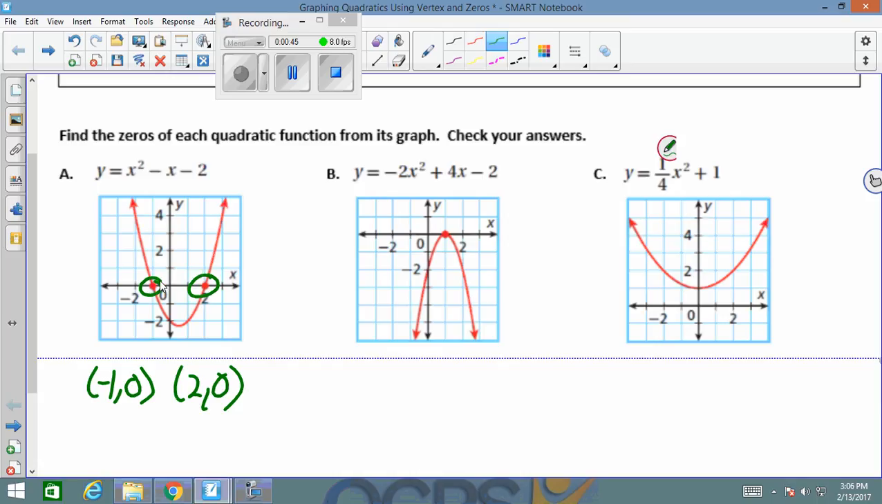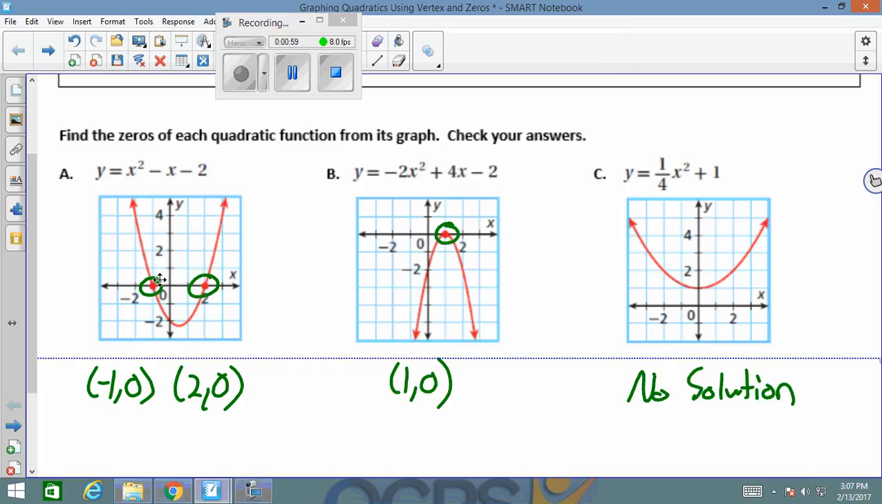On letter B, we only have 1 of them. It's right here. It's at 1, 0. And on letter C, we don't touch the x-axis. So in that case, we're going to say it's no solution at all.